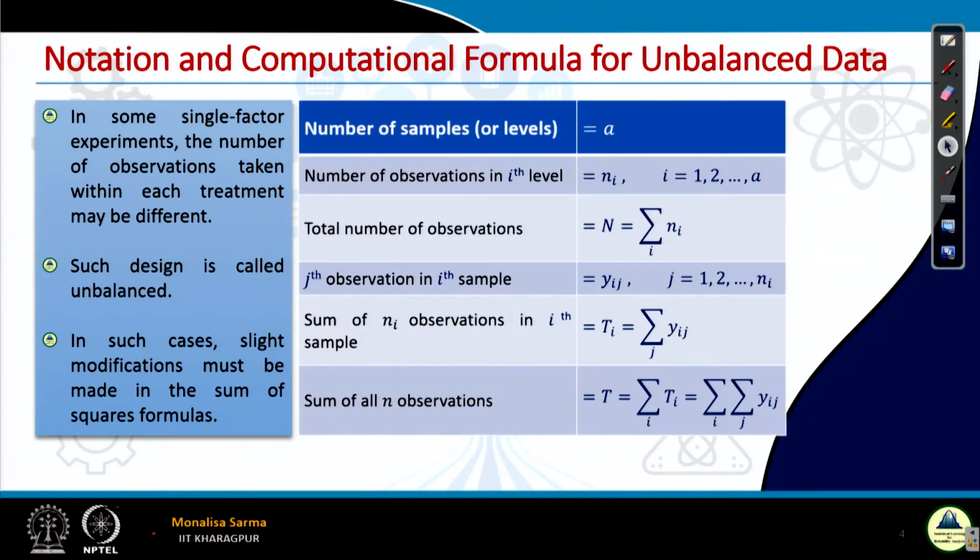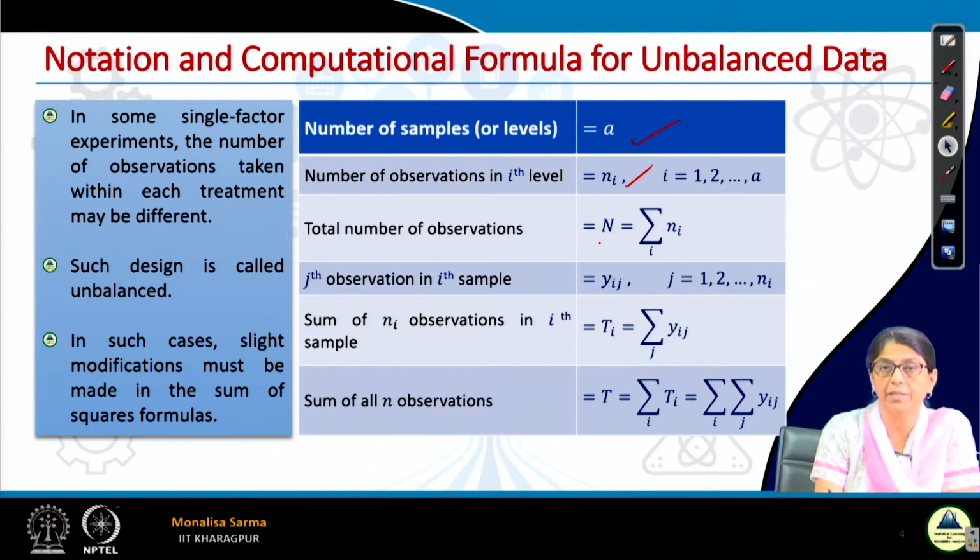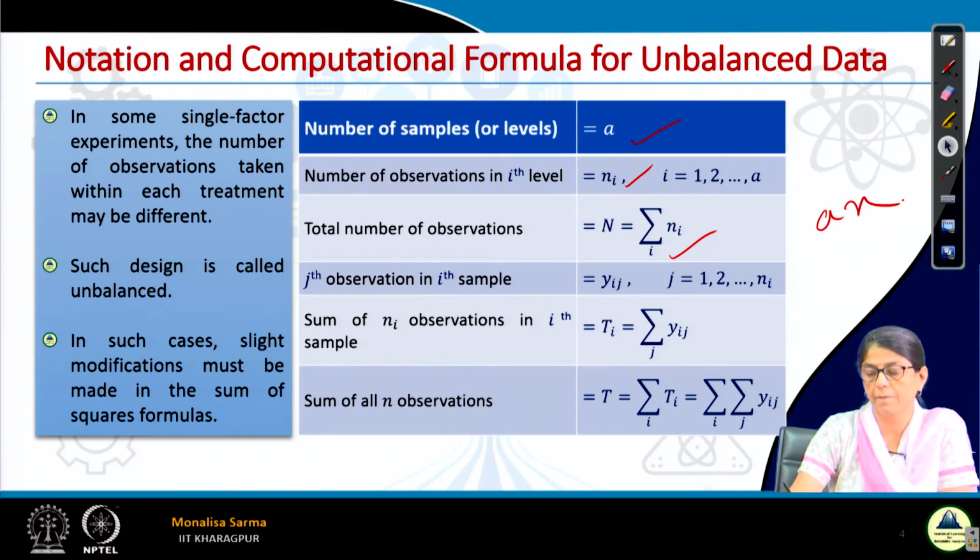So, you see here how the formula changes. The number of samples is a, and the number of observations in the ith level is n i. Then the total number of observations is again capital N, which is the summation of all n i, i equals 1 to a, the number of levels. Earlier, capital N we could directly write as a into n, the total number of levels into the number of observations in each level. So now N will be this.